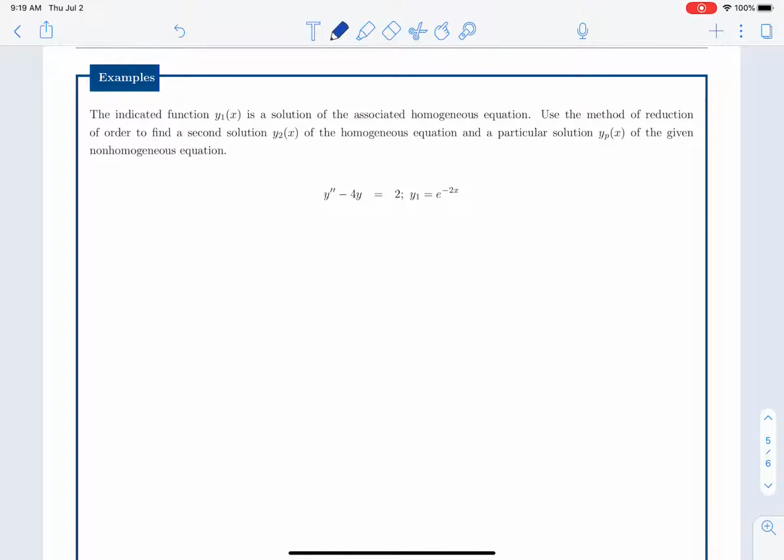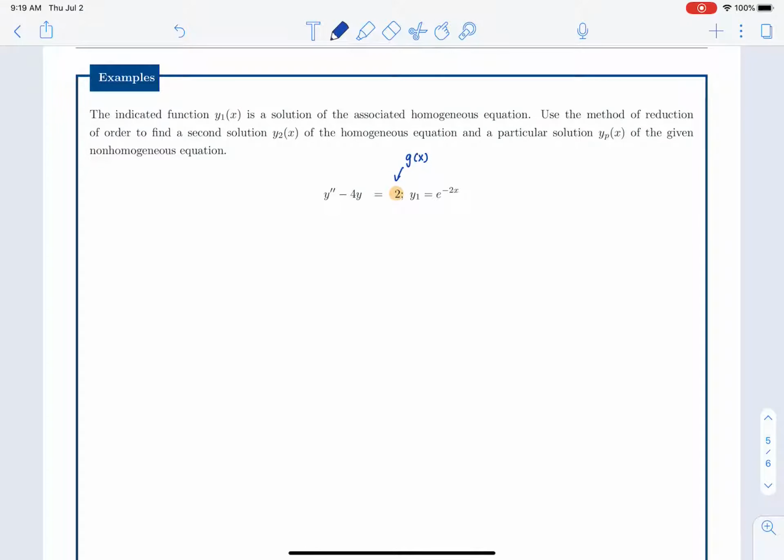So we move into reduction of order with non-homogeneous equations. Here is an example where we have a non-homogeneous equation because the right-hand side is not 0. A constant is a function, so that is g of x. If that were to be 0, then it would be a homogeneous equation.